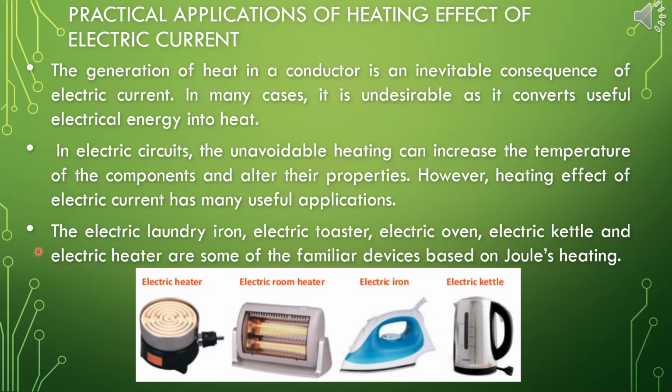Children, you have observed an electric bulb, fan or even your mobile getting heated up just because of practical applications of this heating effect, which is unavoidable. So that can be useful to make new components or electric devices like a laundry iron, electric toaster, electric oven, electric kettle, electric heater and some other devices which are based on this Joule's law of heating, where these devices produce only heat. You can observe some of them given below, that is electric heater and room heater, electric iron and electric kettle.